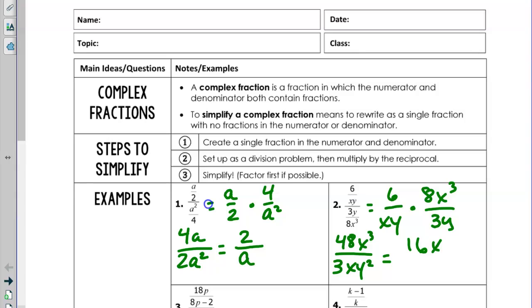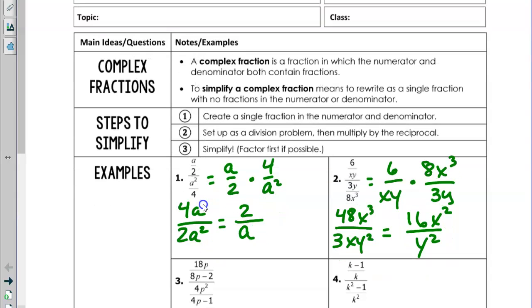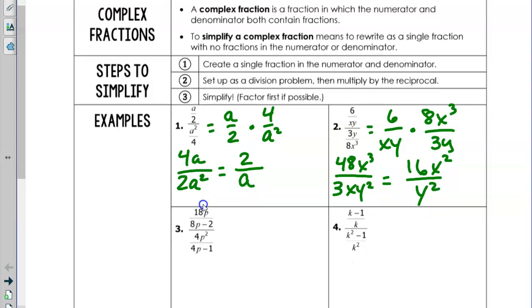Now you'll see they'll get a little bit more involved. I like to factor as I go if that's not going to mess anybody up. But you see right here we have 8p minus 2. That jumps out at me that I can factor that. So I'm going to go ahead and factor as I go. Okay. 2 out would be 2p minus 4. Yep, so we have 18p in the top.